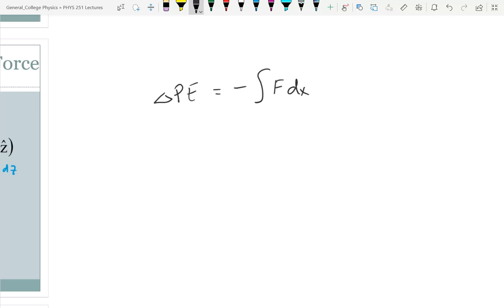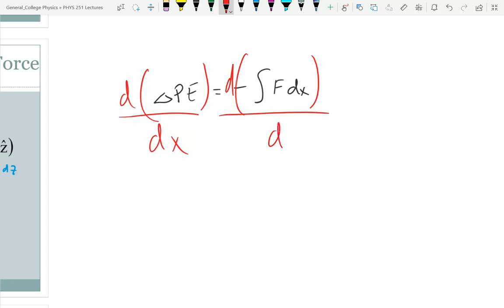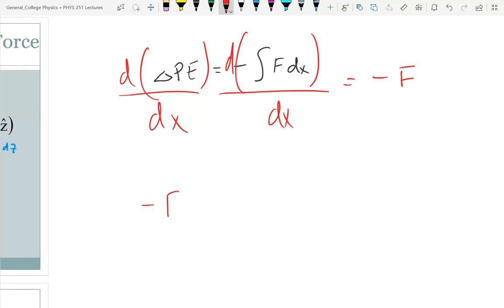Take the derivative of F. Yeah, the fundamental theorem of calculus. The derivative of the integral is going to be what you started with. So if I take the derivative with respect to x, then on the right side, that's going to be minus f. And so I should have minus f is equal to d dx of the change in potential energy.